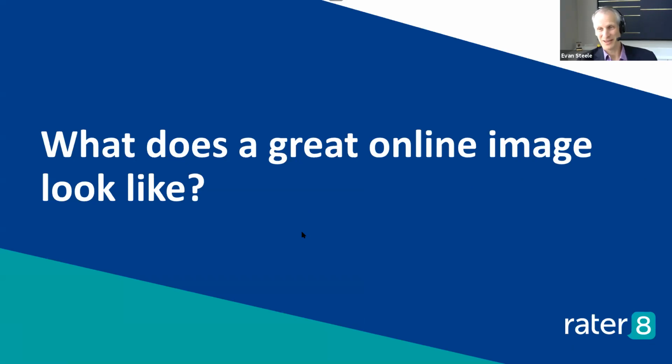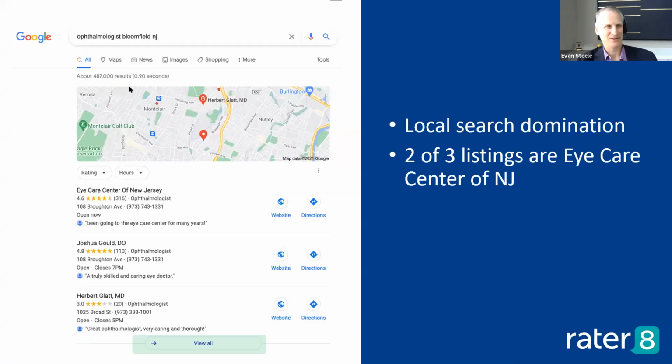What does a great online image look like? We just showed some examples of not great online image. Here's a great online image. If I look for an ophthalmologist near Bloomfield, New Jersey, this practice and this doctor are both at the same address, the same practice. Here's a competitor. There's no way I'm going to click on this 3-star, 20-review listing if I'm searching for care. I'm going to click on Dr. Gould or this practice and click on the website. I see the 4.8 here. Let me check him out. So I click and I'm off to the website, and this practice has gained a patient and not Herbert Glatt. Glatt's lost that opportunity just because of Google's promotion of these 2 listings.